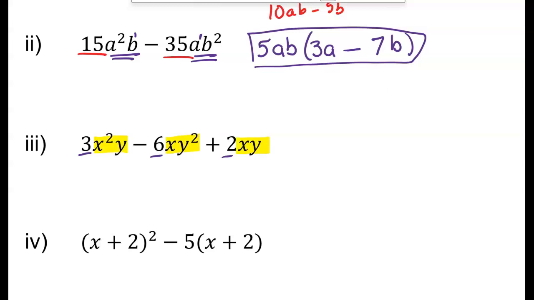I have x squared y, I have xy squared, and I have xy. Can I take an x out of all three terms? What exponent, an x squared or an x? All right, it's always the smaller of the two exponents.